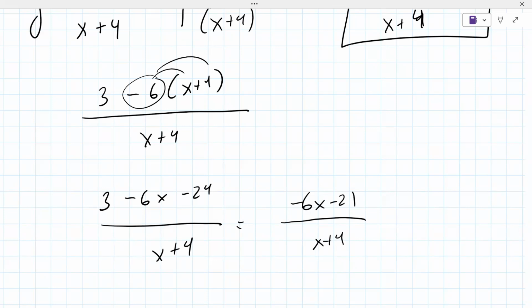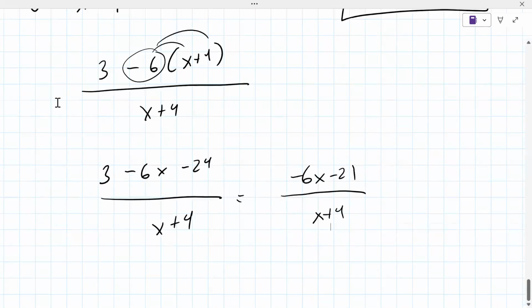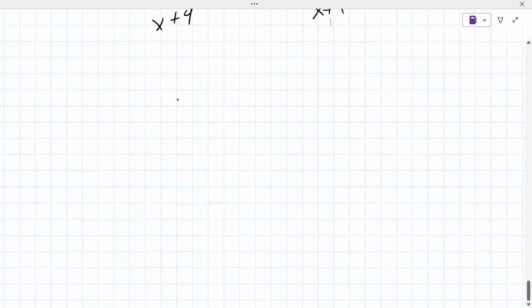Would you like to do one more of these, or would you like us to move on to something else? We can do one more. Okay, one more of these. All right, so let's go y equals -1 over x plus 3, minus 4.